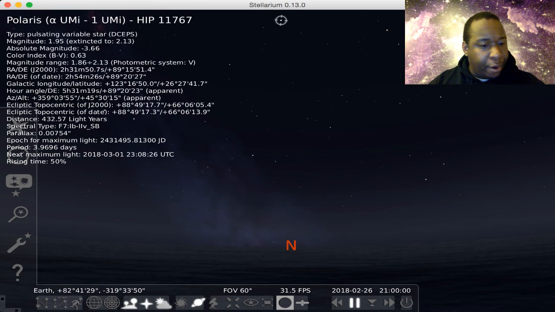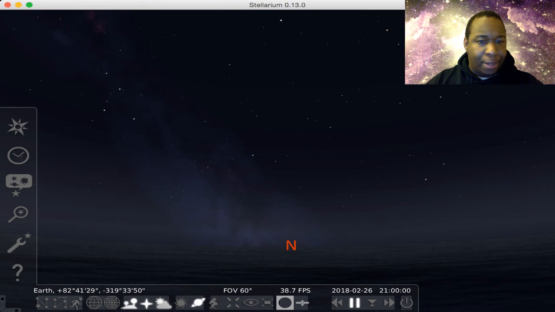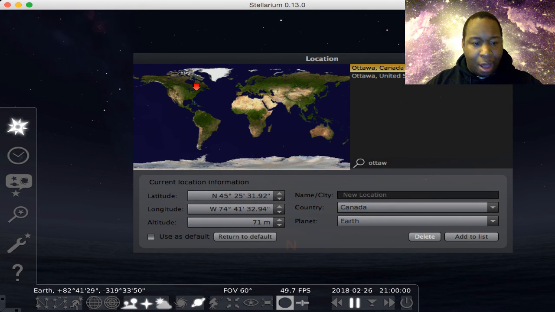That is the star Polaris. For some reason, I don't think that it actually said it properly. Give me a second. Let's see if I click on Ottawa, Canada. The lower left-hand side of the Stellarium window shows Earth, Ottawa, at 71 meters in altitude.